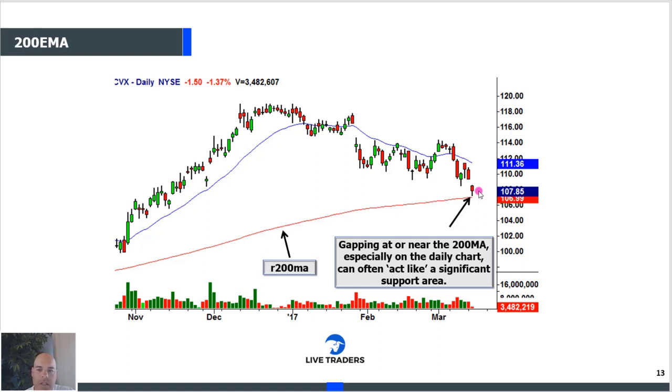So if you are looking to trade a stock at or near the 200, don't. Make sure in this case it's below it, or if you're going long, it's above it. All right. If you see a stock at or near the 200 on the daily or the weekly or the monthly, be very, very careful. It's extremely rare just to slice through it. Okay. So let's take a look at it again.